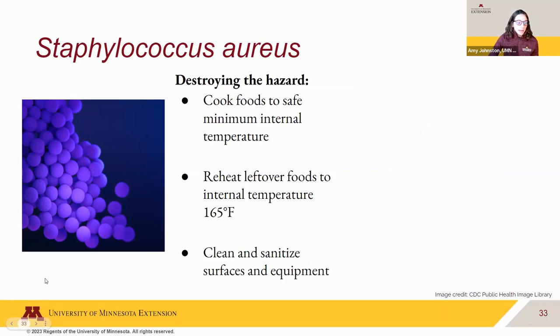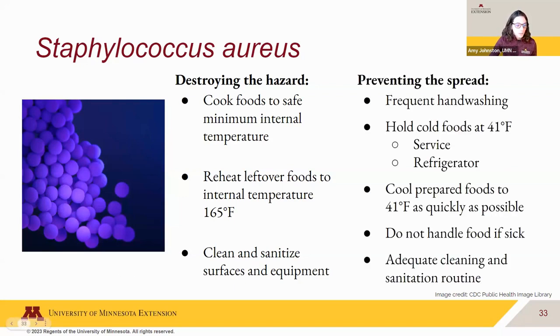So the S. aureus bacteria can be destroyed or killed by cooking foods to safe internal temperatures. Killing the bacteria prevents any spores and then toxins. So again, holding foods that need refrigeration at 41 degrees Fahrenheit or below is going to help control that bacteria growth, and cooling foods as quickly as possible, as we discussed.